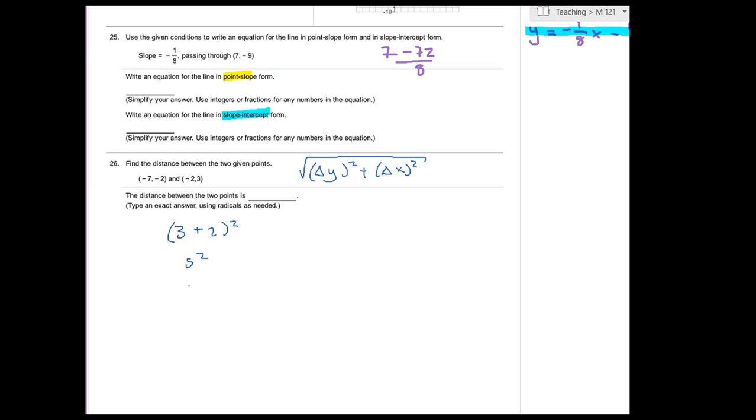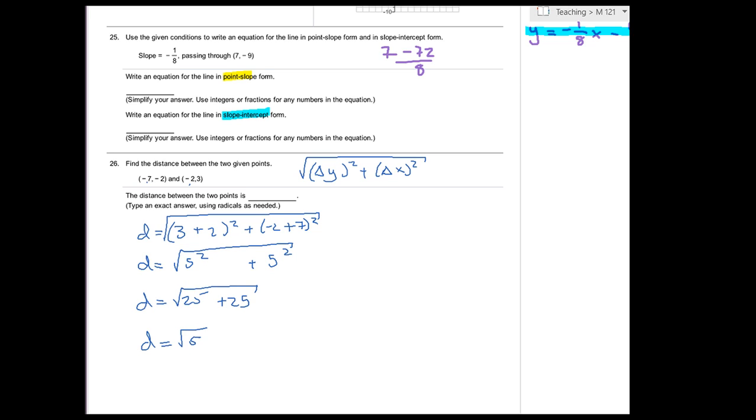We'll get 5 squared, which is 25. I'm going to add to it negative 2 and then subtract that negative 7. So subtract a negative 7. So that's another 5 squared. So 25 plus 25. And remember, we need to take the square root of all of this to find the distance. So the distance is the square root of 50, or 5 square roots of 2. That's our distance.